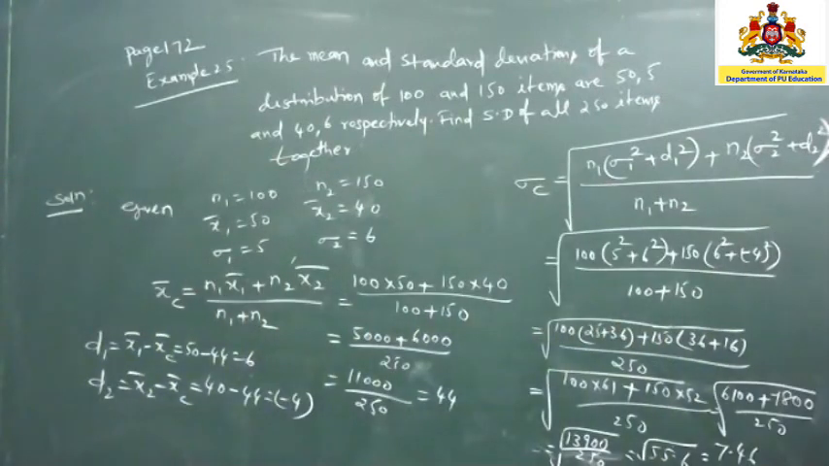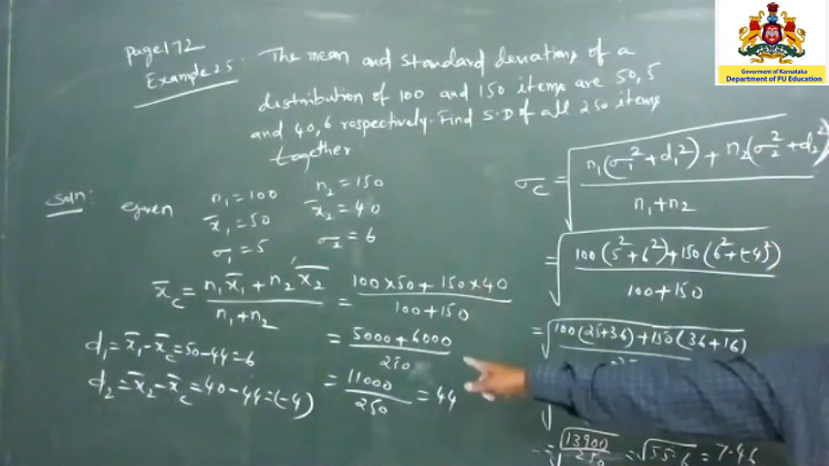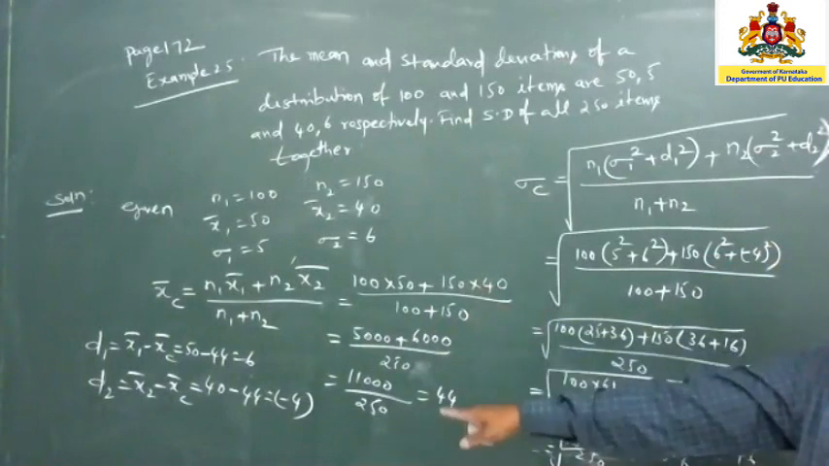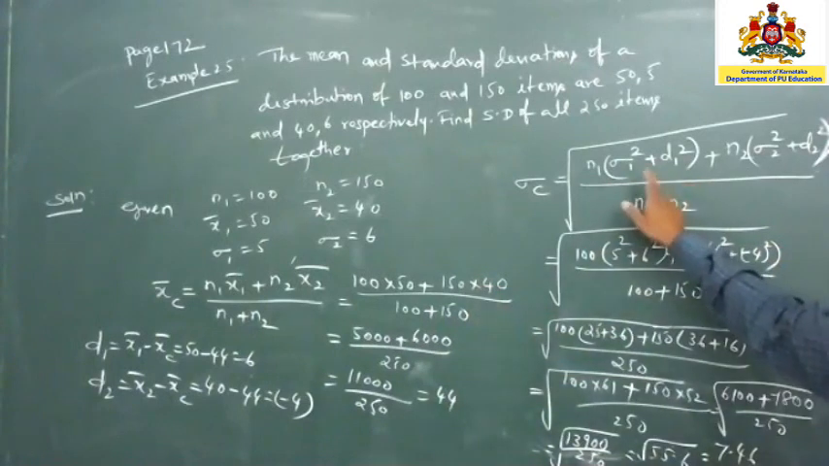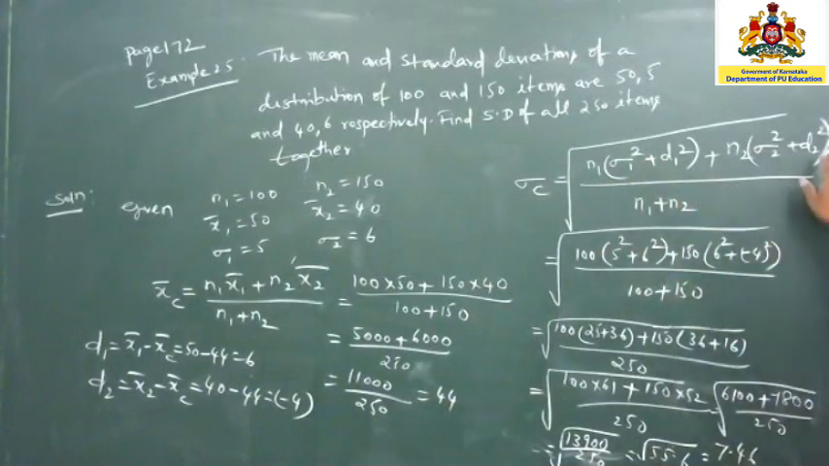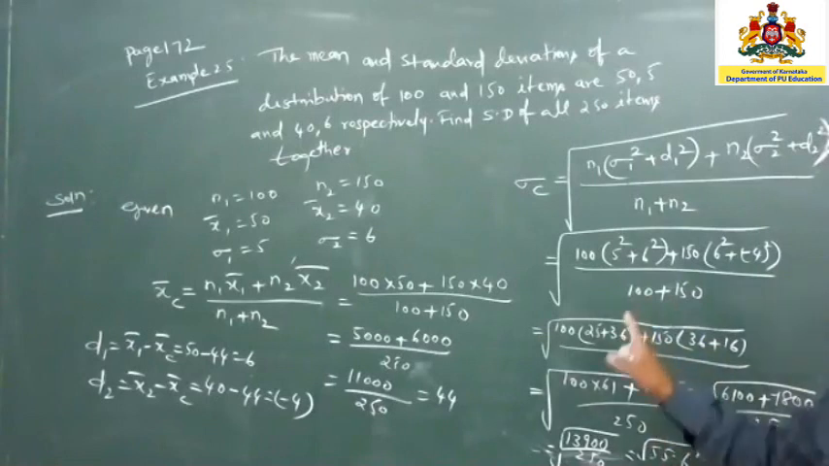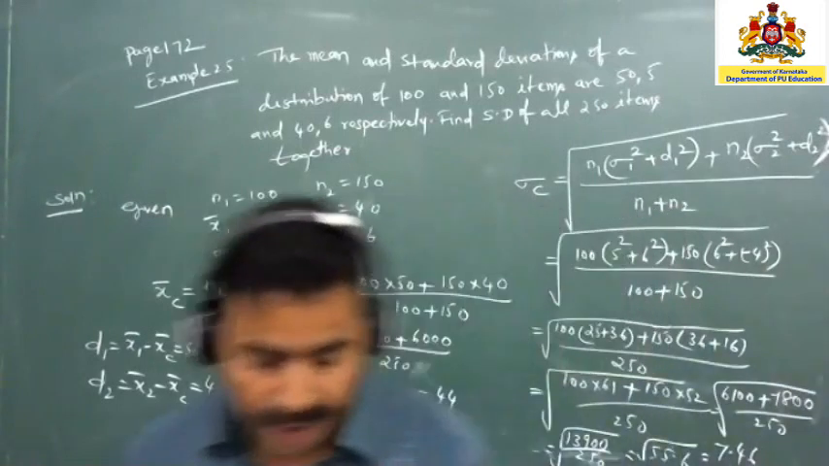So similarly, complete the example. First you have to calculate combined arithmetic mean, then d1 and d2. It is the formula, one of the properties of standard deviation. Then substitute all the values in this formula and simplify. It is important for 5 marks.